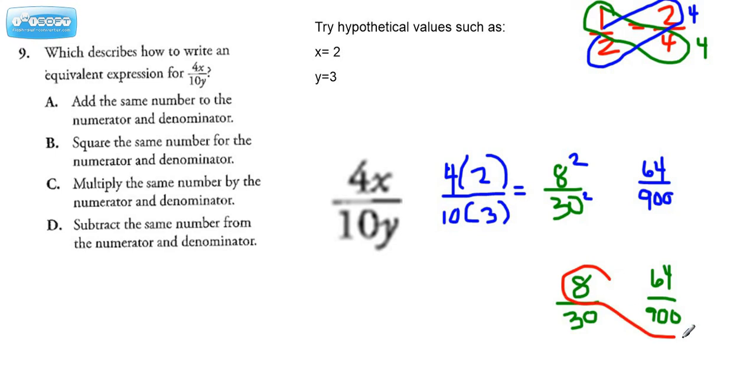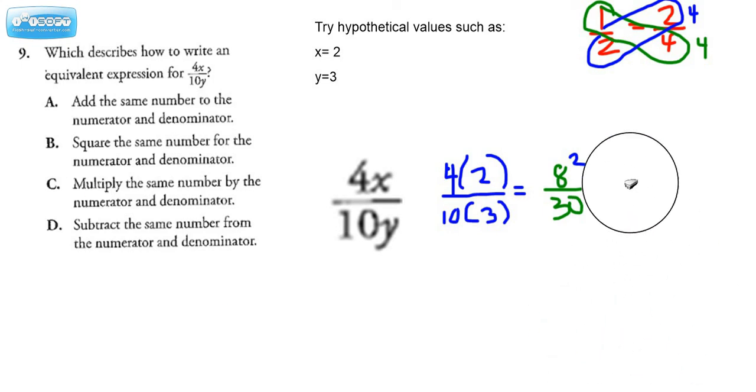Now this we can do with mental math. 8 times 900 would be 7,200. And if we do this times this, you're going to check to see if this 30 times 64 is also 7,200. Now let's say it isn't. Then don't pick that one. If we look at choice C, let's erase all of our work from trying choice B. Choice C says multiply the same number by the numerator and denominator.